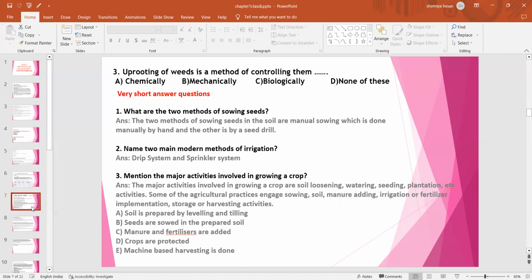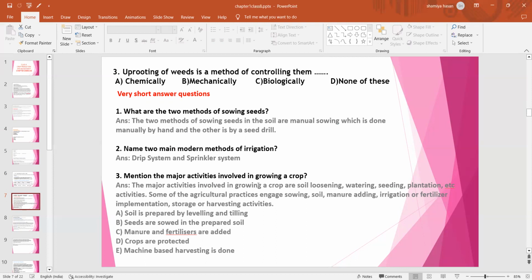What are the very short answer questions? What are the two methods of sowing seeds? The two methods of sowing seeds in the soil are manual sowing, which is done manually by hand, and the other is by a seed drill. Name two modern methods of irrigation: drip system and sprinkler system.